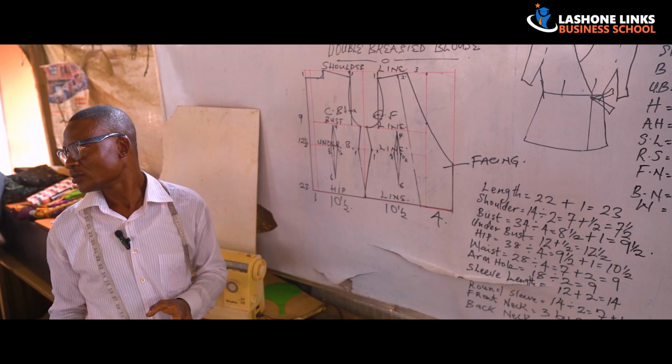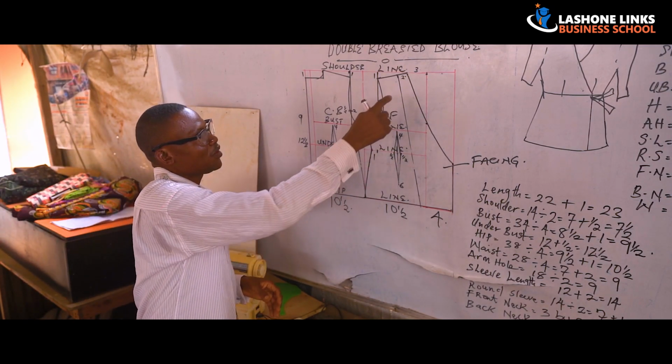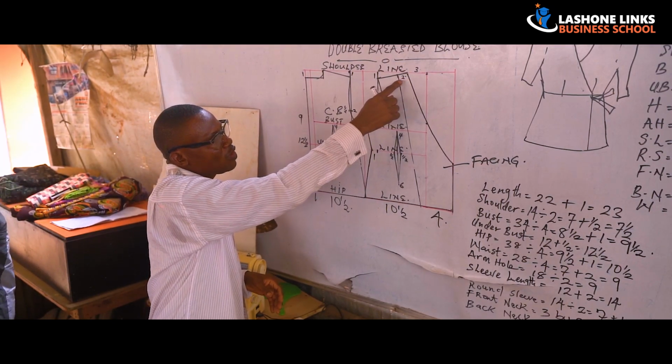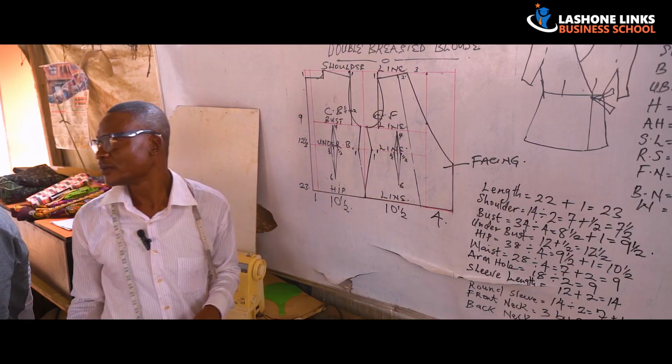So how do you get the measurement that you're going to collect? How do you get that measurement? The facing measurement. That is why I said from this neck you measure 2. Do you understand? Measure 2, then you bring it down.